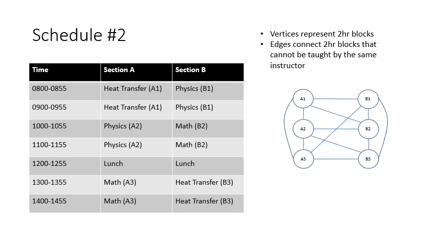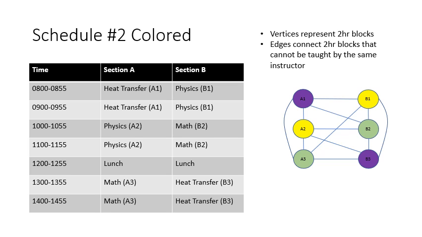The second schedule is organized in a way such that an instructor can teach a 2-hour block to section A as well as a separate 2-hour block to section B. We can see in the graph on the right that not every edge is included, so we have the possibility of coloring this graph with fewer than 6 colors.